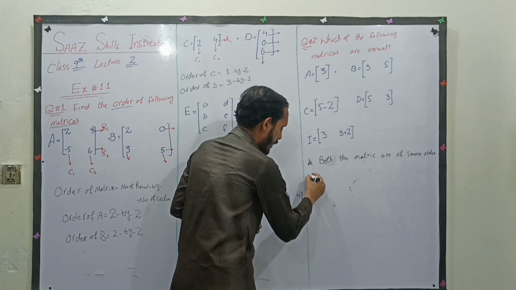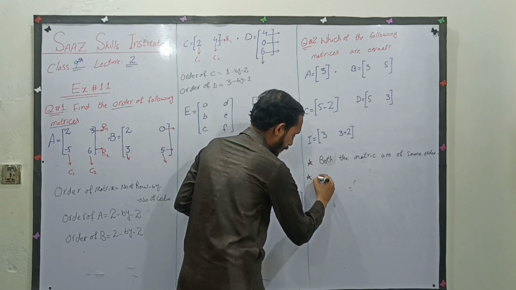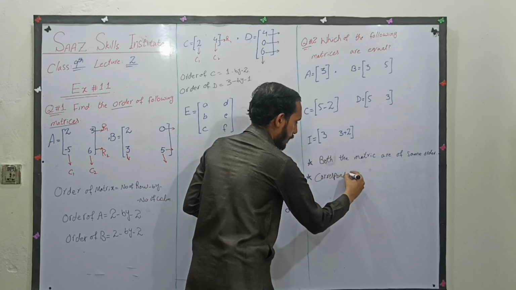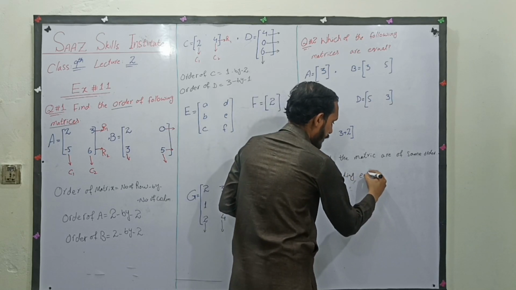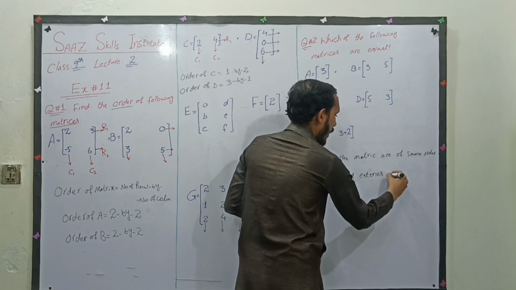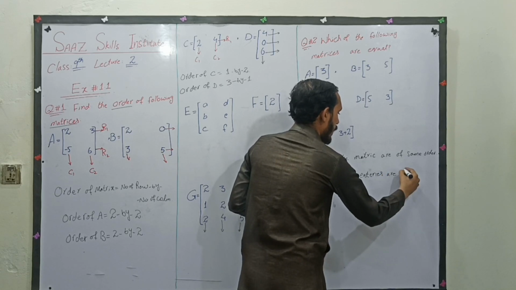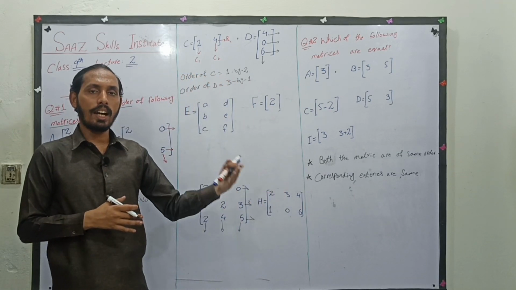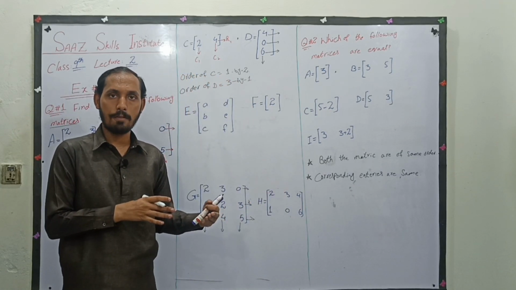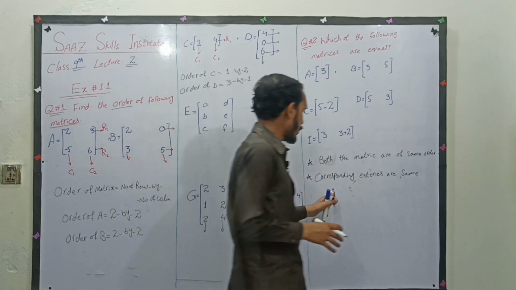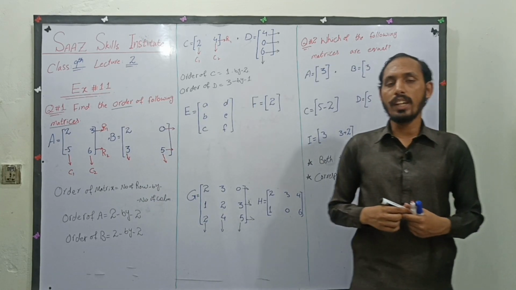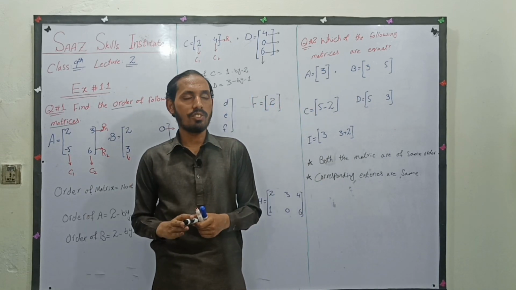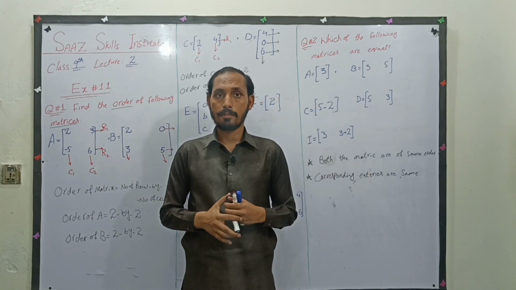And the second thing is about the entries, corresponding entries are same, उनके कॉरेस्पॉन्डिंग एंट्रीज, उनकी मुतलका कीमतें या मुतलका आदाद जो है वो सेम होने चाहिए, एक जैसे होने चाहिए. By these two conditions we can find and identify which of the matrices will be equal to the other given matrix.